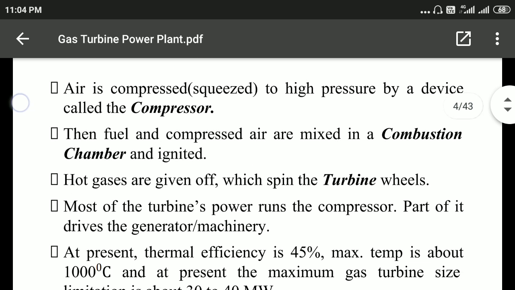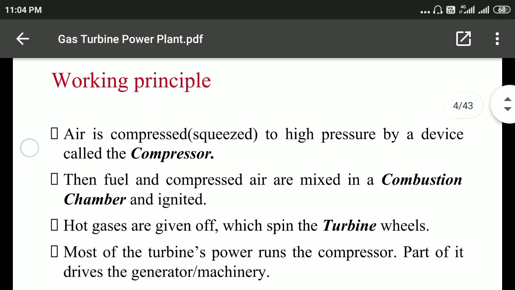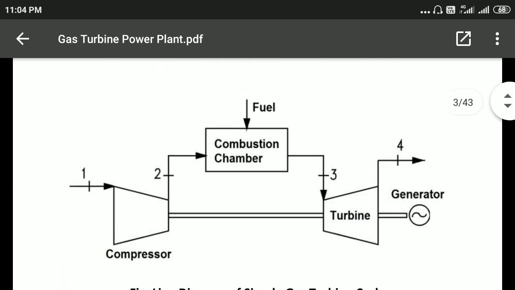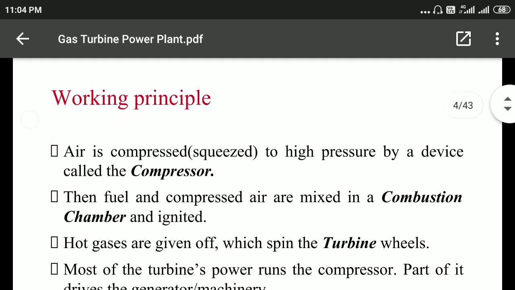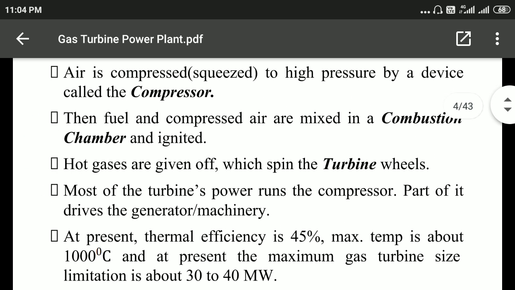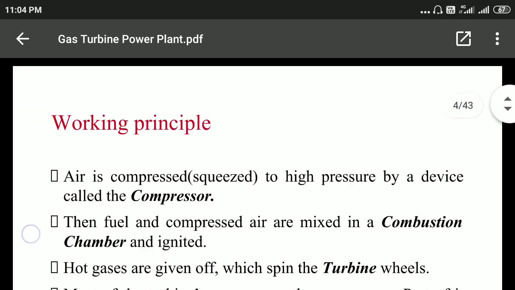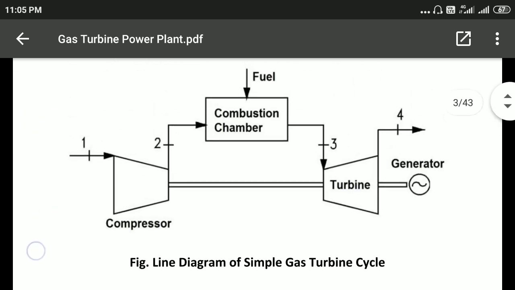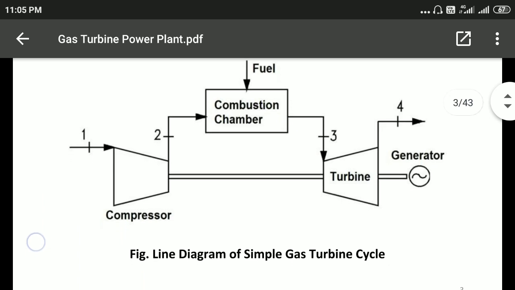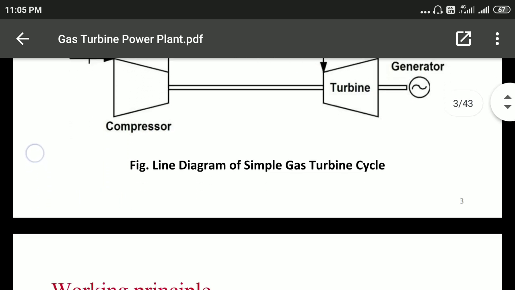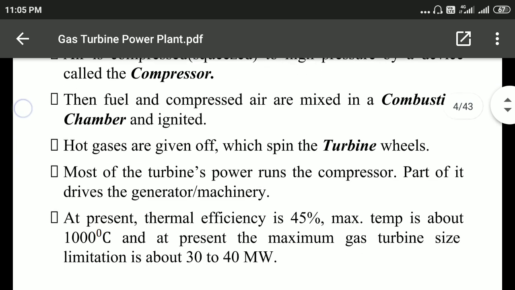Then the fuel and the compressed air are mixed in the combustion chamber. You can see that compressed air is going into the combustion chamber and fuel is also supplied there. Due to this, the fuel and compressed air are ignited in the combustion chamber and hot gas is generated. These hot gases coming out of the combustion chamber go to the turbine wheels, at point 3, the entry of the turbine, where the hot gases are expanded in the turbine. We can say it is a gas turbine.